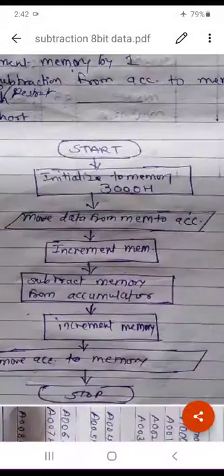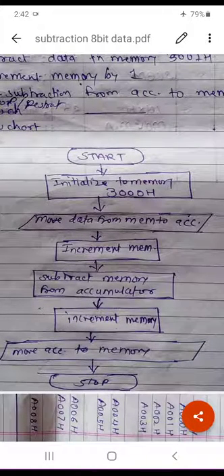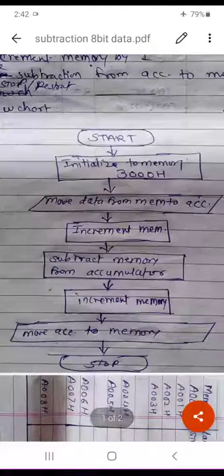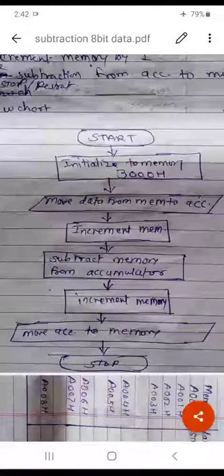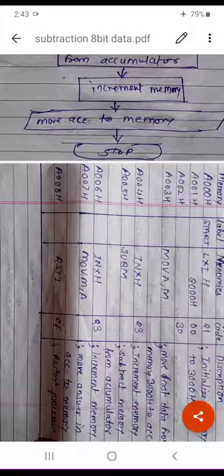Now we are going to look at how to draw the flowchart. By using the symbolic representation: start, initialize memory, then move data. For move data we require a parallelogram; for increment memory and subtract memory we use a rectangle; again increment memory is there, and lastly an output symbol. So move accumulator to memory and then stop. Draw the flowchart like this.